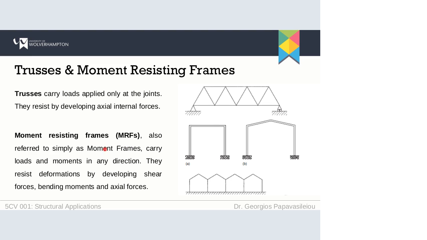We also have moment-resisting frames. You can also find them in literature simply as moment frames. And these are frames that consist of typically columns and beams. You can see typical types of frames over here. And of course, you don't have to have a very simple type of frame. It can be a more complex one.